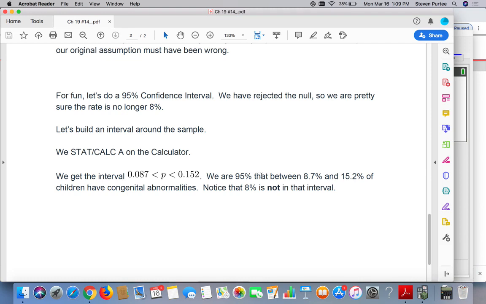We're 95% confident, that should say confident there. We are 95% confident that between 8.7 and 15.2% of children have abnormalities. Notice that 8% is not in that interval because we've rejected 8%. We think the rate has gone up to around 12% plus or minus, looks like about 3.2%.